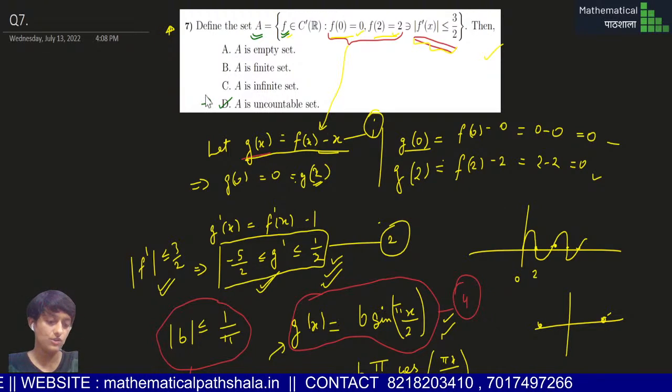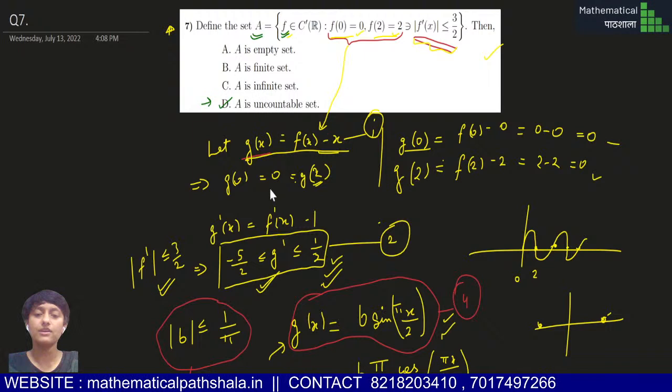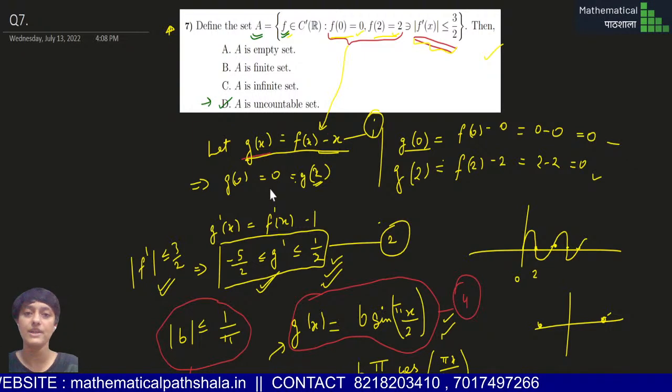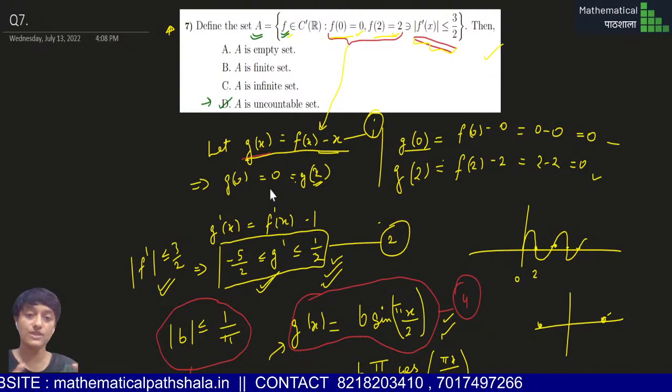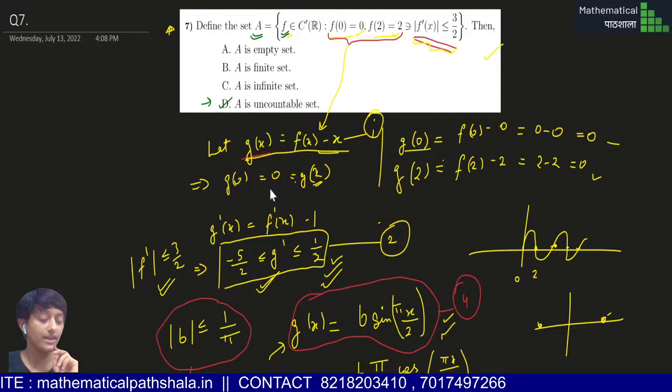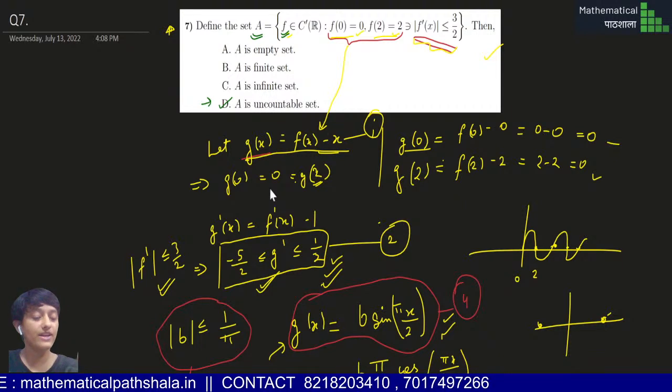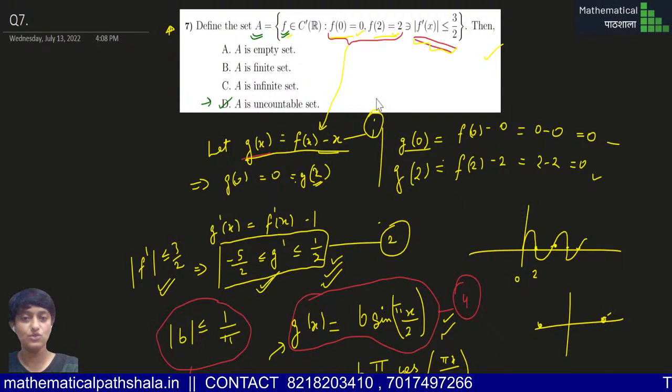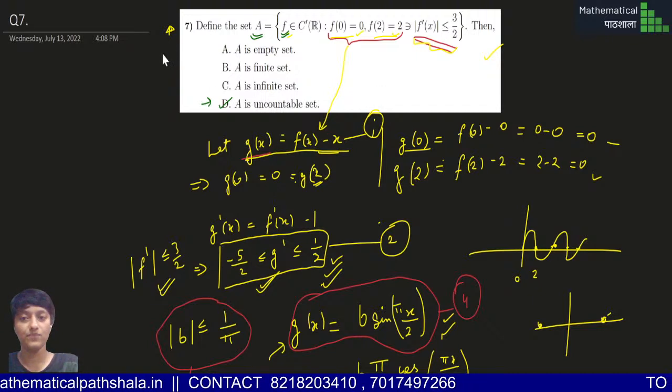b can also be 2 by pi. Yeah, I'm saying no, this function is just an example. These types of functions are not the only functions, right, Ankit? We can have infinitely many such functions. So you are correct. Okay.